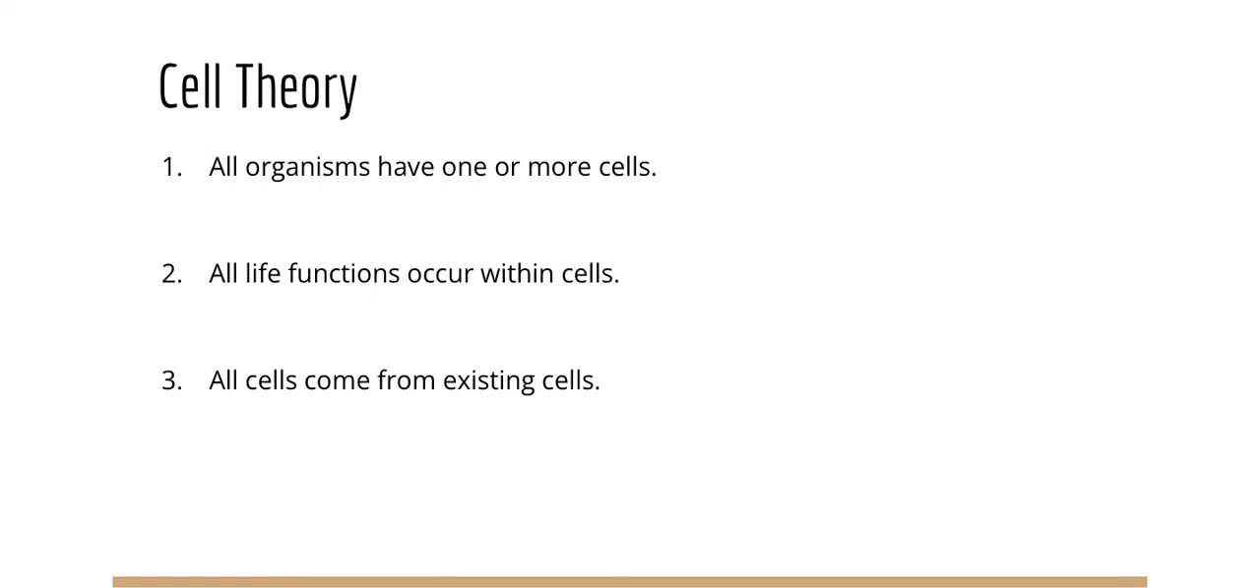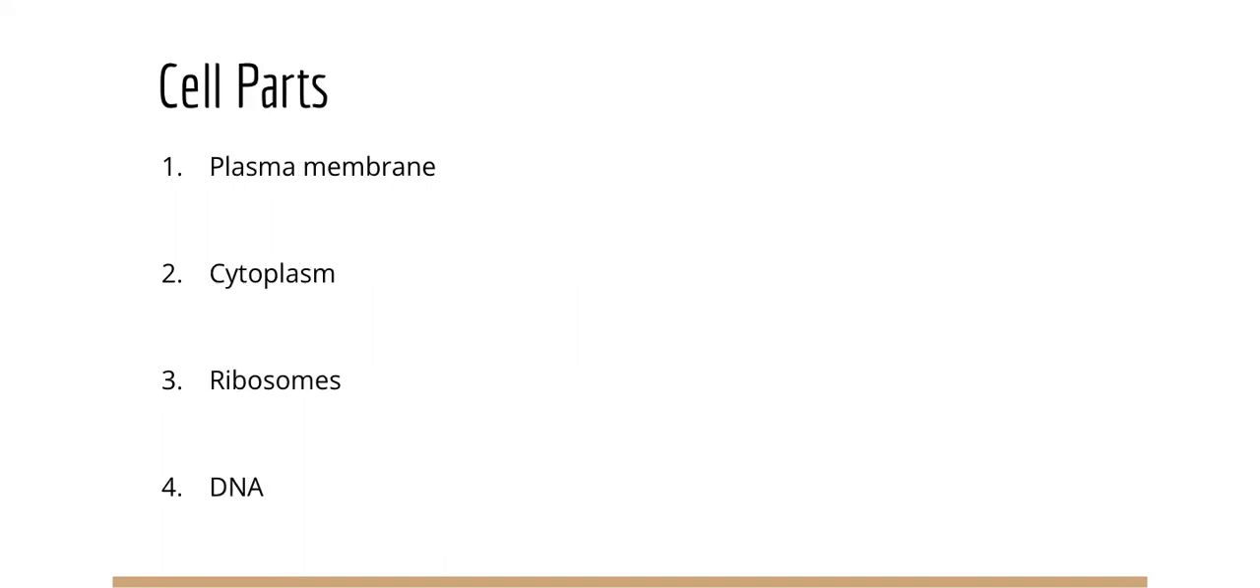Number three, all cells come from existing cells. When we talk about the reproduction of new cells or the making of new cells, we're talking about either mitosis or meiosis. And we're actually going to talk about both of those processes in the next few units, where we talk about how new cells are generated and why they're generated. We just talked about how all living organisms have cells. That's the basic summary of the cell theory.